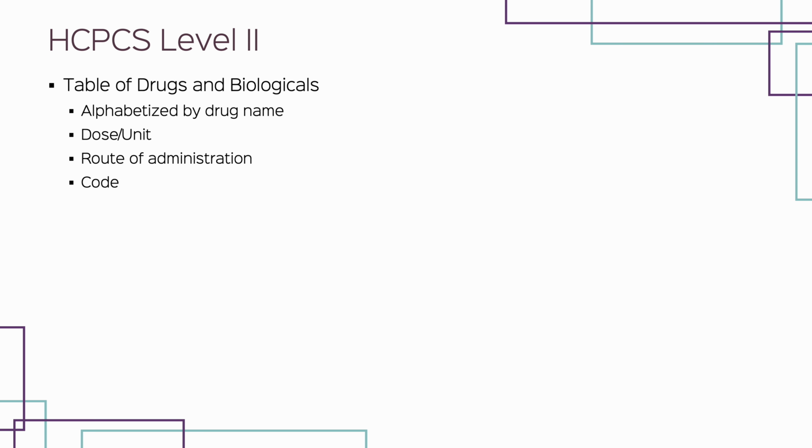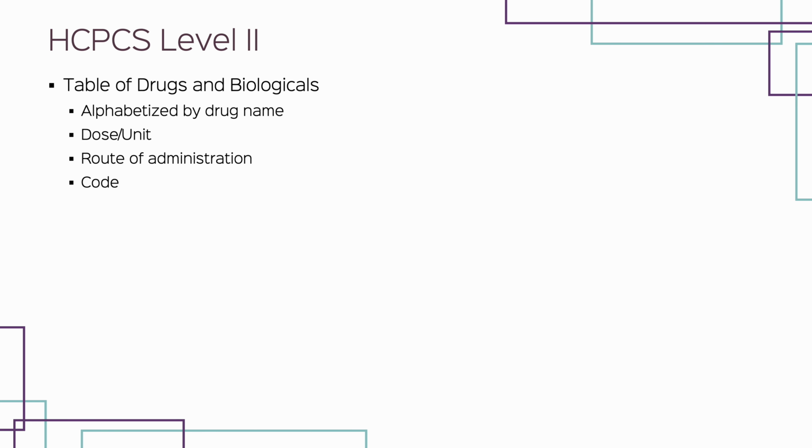So let's talk briefly about that table of drugs and biologicals. It's typically found in the appendices of your HCPCS Level II code book, and it is arranged in alphabetical order by drug name. It provides several important columns of information, including the name of the drug, its dosage, the delivery method, and the corresponding HCPCS code that is used for reporting. Depending on the type of practice or specialty that you work in, you may only use a few specific sections of the HCPCS Level II book.